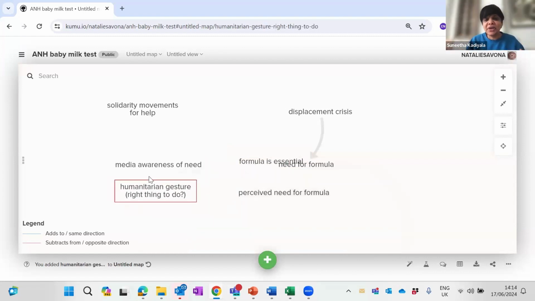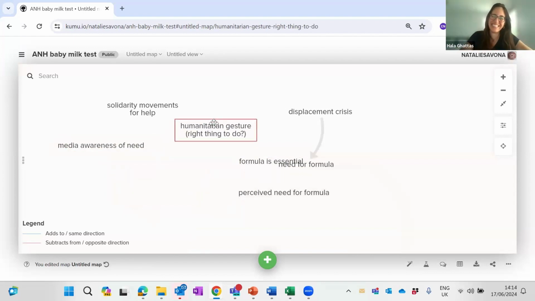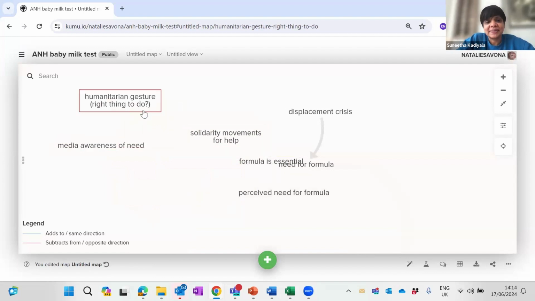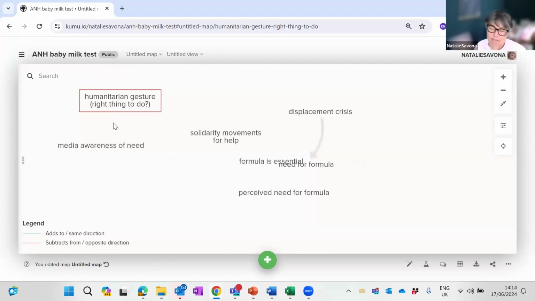Sorry, I decided to get lunch in between. So yes, I think that's what it is. I think it's quite related. Okay, so are you saying it's the right thing to do? It's like you can't argue with that. It's a gesture of humanity, I guess, and by extension, humanitarian. Does that sound right? Yeah.